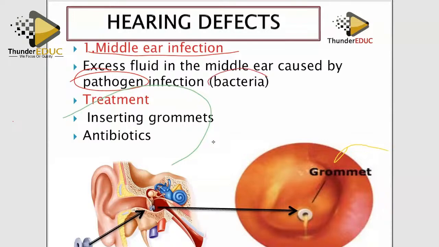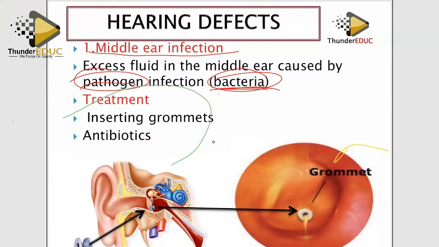A pathogen can be a bacteria. Remember, a pathogen is a disease-causing organism. Anything which causes diseases is called a pathogen. So this infection, in most cases, is caused by a pathogen, and it causes the ear to start accumulating a fluid, a pus, and that fluid smells badly.